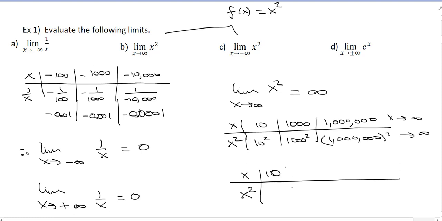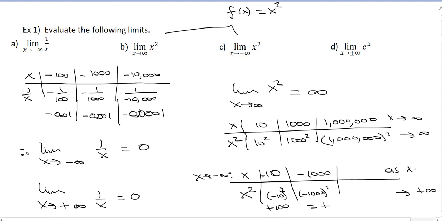So if I have 10, negative 10, so let me say as x goes towards negative infinity, this is going to be negative 10 squared, which is going to be positive 100. And then negative 1,000 will be negative 1,000 squared. So that's going to be a positive number. So this is also going to go towards positive infinity as x goes towards negative infinity because of the square.